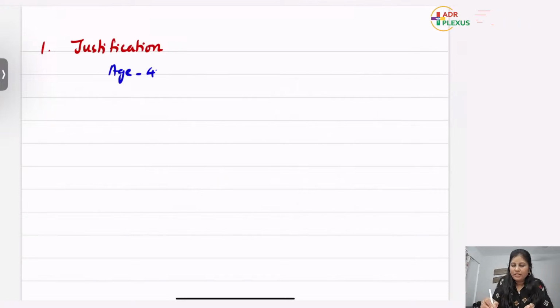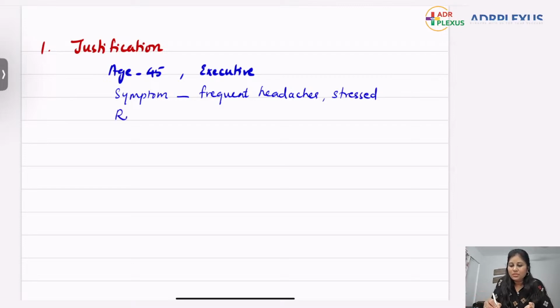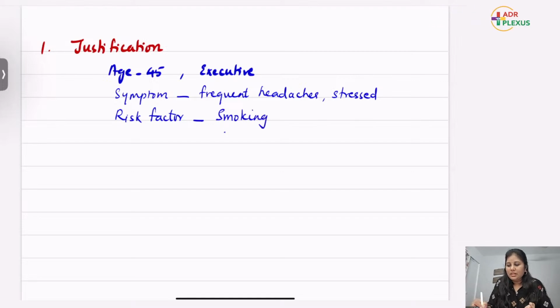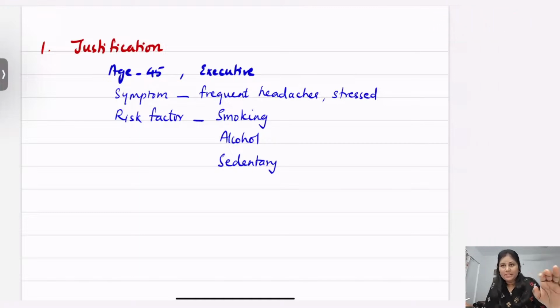Age 45, executive. Then the symptom is frequent headaches. And what else? He has become stressed, which is also one of the symptoms, because of his business. Then what are the risk factors here? Smoking, alcohol, sedentary lifestyle. These three are strong risk factors for any non-communicable disease. What are the non-communicable diseases we commonly encounter? Hypertension, diabetes, obesity, cancers. These four you should never forget. Hypertension is the first thing.